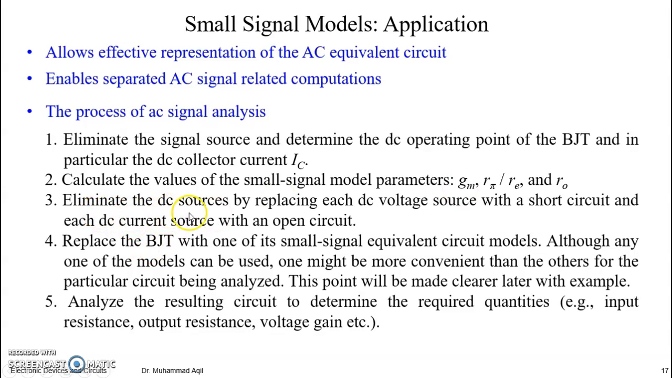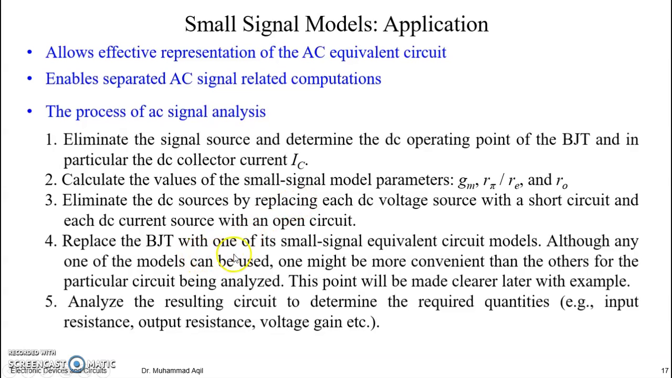And then eliminate the DC sources, because we have found the DC parameters. We have found the AC parameters, which basically depend on the DC Q point parameters. Now we are going ahead to get an AC equivalent circuit. So you have to remove the DC sources. A DC voltage source should be short circuited and a DC current source should be open circuited. Then you will get the AC equivalent circuit.